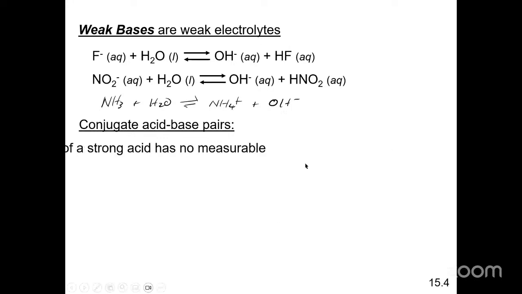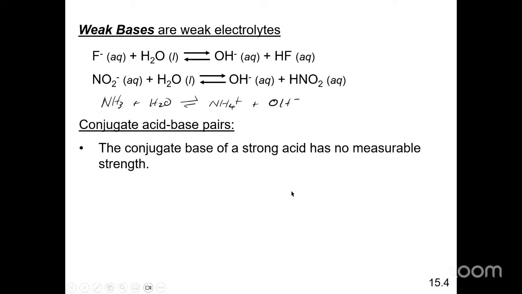We talked about conjugate acid-base pairs before, and what you'll find is that there's some relationship between the strength of the acid, for example, and the strength of the base, or vice versa, right? And it turns out, and we can see some quantitative measurements of this, the conjugate base of a strong acid has no measurable strength. Basically, what you'll find is that the stronger the acid that we're dealing with, if you look at the strength of the base that is formed from it, the base is very weak, right? So if the acid is very strong, the conjugate base would be very weak, right?